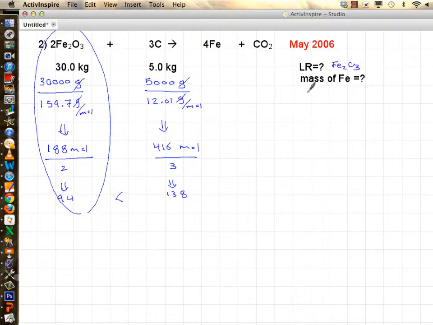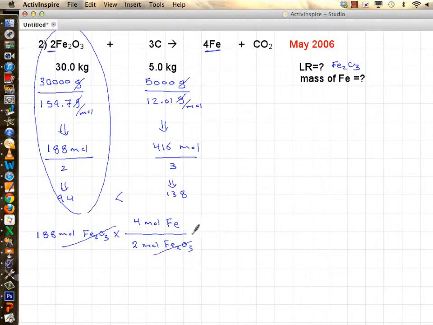Then the question follows. There is usually a second part. What is the maximum mass or theoretical yield of Fe, one of your products? So let's go after our moles of Fe2O3. You have 188 moles of Fe2O3 to start with. Let's use our balanced equation. For every 2 moles of Fe2O3, I produce 4 moles of iron. So 2 moles of Fe2O3 in the denominator cancels it out. You have 4 moles of Fe.